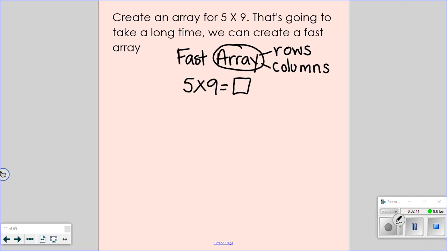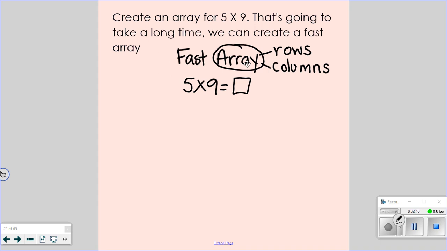Instead of drawing all those dots, or getting out all those counters, we're going to just use one row and one column. And the reason why we're going to do that is because our arrays repeat. Right? When we karate chop them to count, it's the same number in each one. So could you just imagine that it's there?